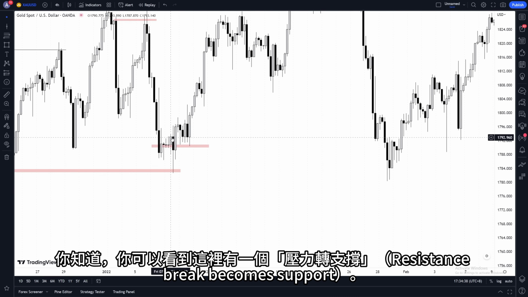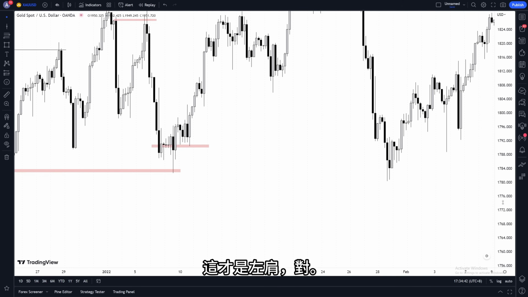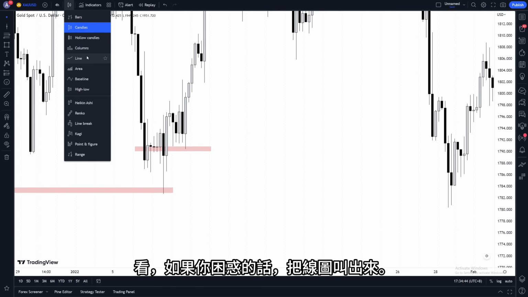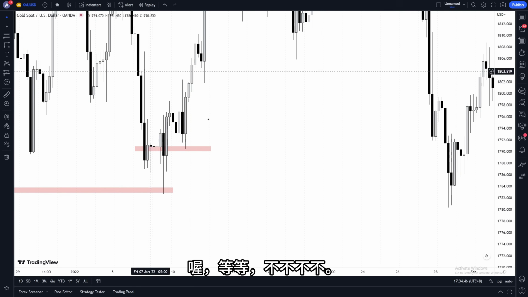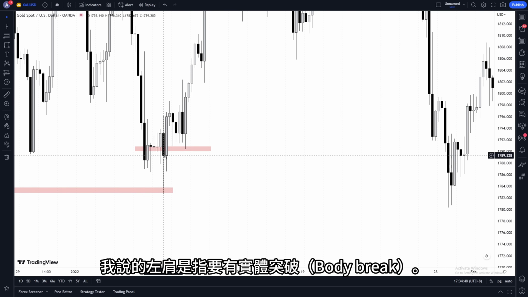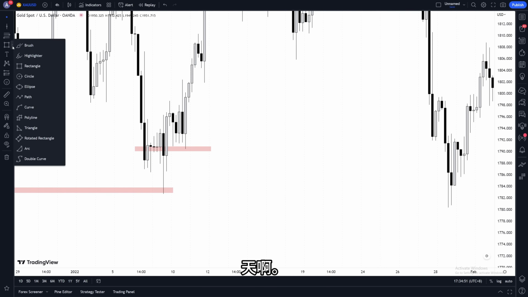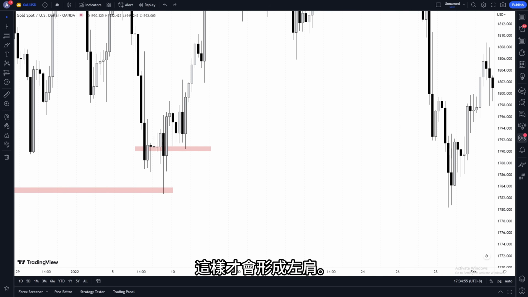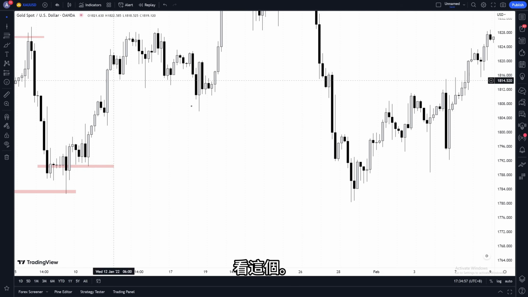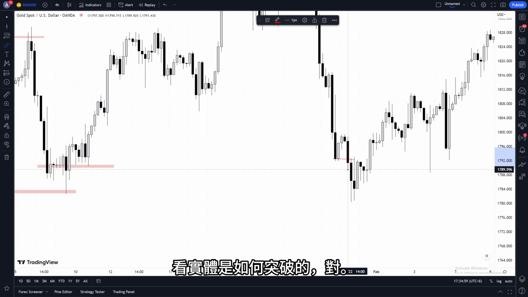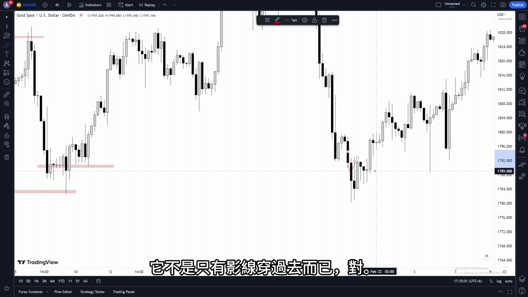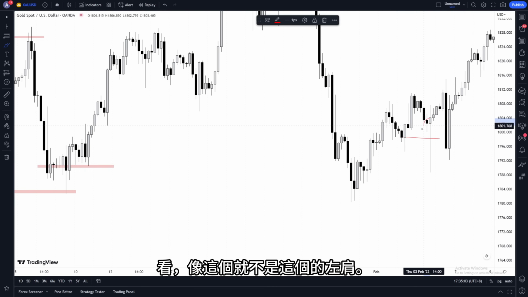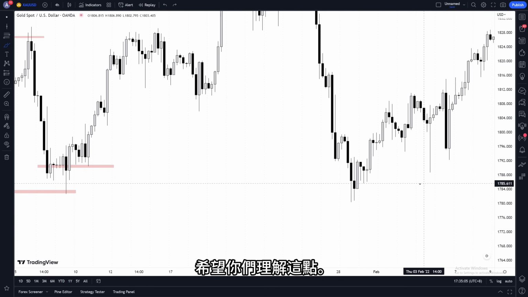You can see that there's a resistance break becomes support. You can see that this is not a left shoulder. This is the left shoulder, right? Look, if you're confused, pull up the line chart. What I meant by left shoulder is that the body breaks. The body didn't break here. It's meant to come and break, that's how it makes a left shoulder. See this one, and see how the body breaks, right? It's not wicked through. This isn't a left shoulder because it's just wicked through. So I hope you guys understood that.